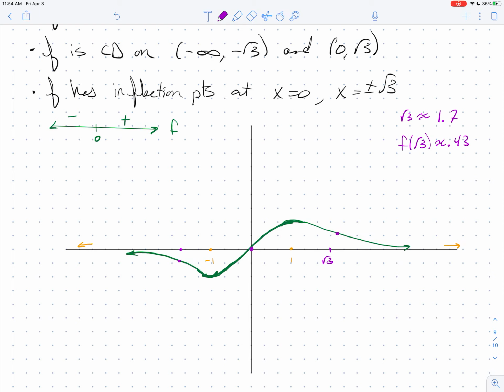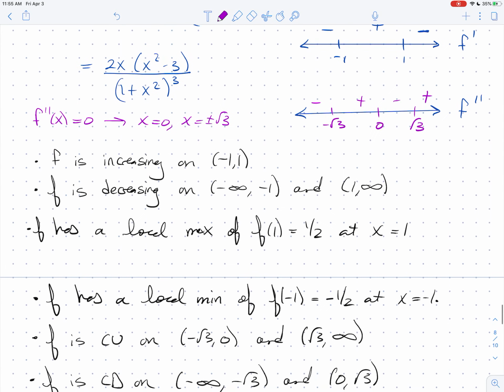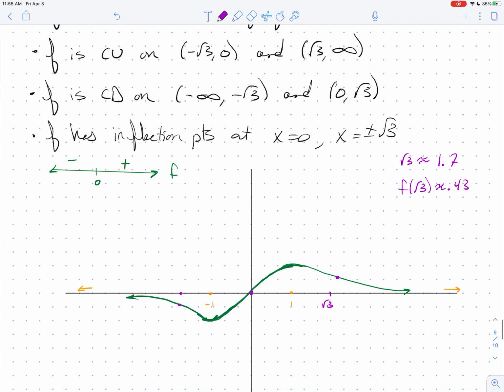And here's the deal. Bottom line, these are hand-drawn graphs. You're not going to get them perfect. If you simply get the local extremas correct, and you plot the inflection points, the concavity will work itself out. So I can go back and check now. Let's go up at my number line. I wanted it to be concave up on minus root 3 to 0.